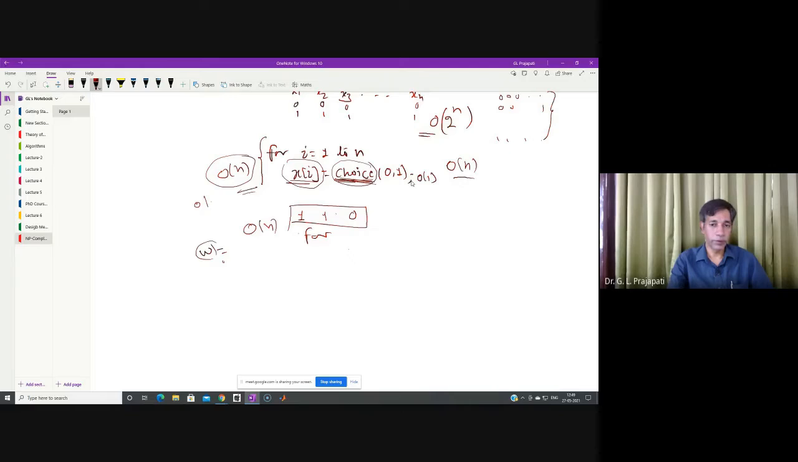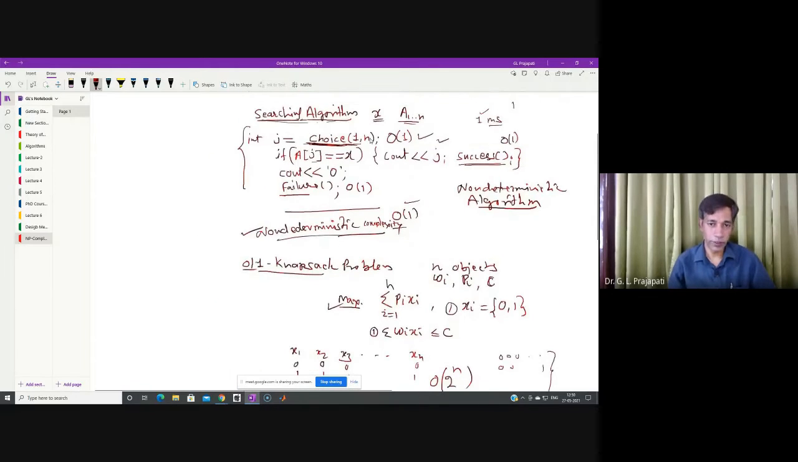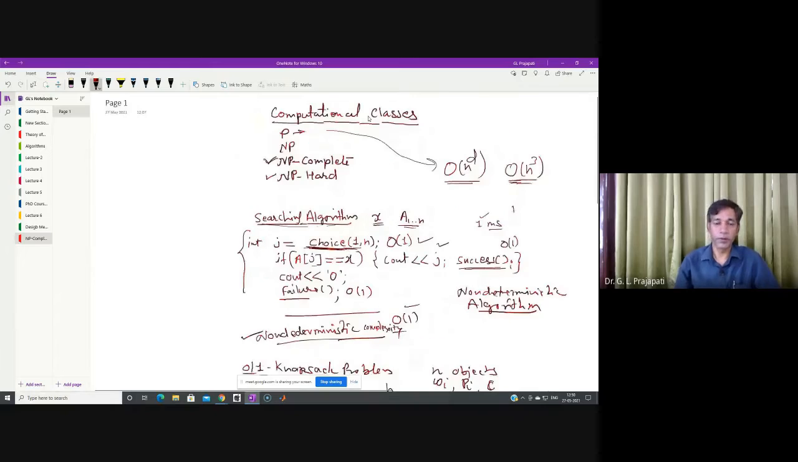If you go for the deterministic algorithm, then it will have the exponential time, but once you go for the non-deterministic algorithm, then you have the polynomial time. So that's why for this 0 1 knapsack problem, we don't have a deterministic algorithm which runs in the polynomial time. So this problem will not come in the class P, but this will come into the NP group, because we have the non-deterministic algorithm that runs in the polynomial time.